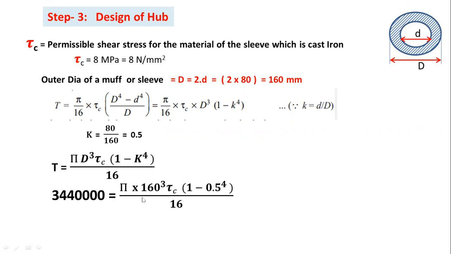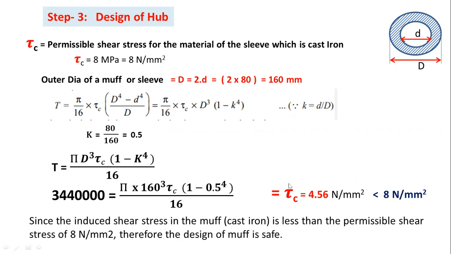That is cast iron material. Tau C equal to 4.56 Newton per mm square. This value is less than the permissible stress, 8 megapascal. Okay, so the design of hub is safe.